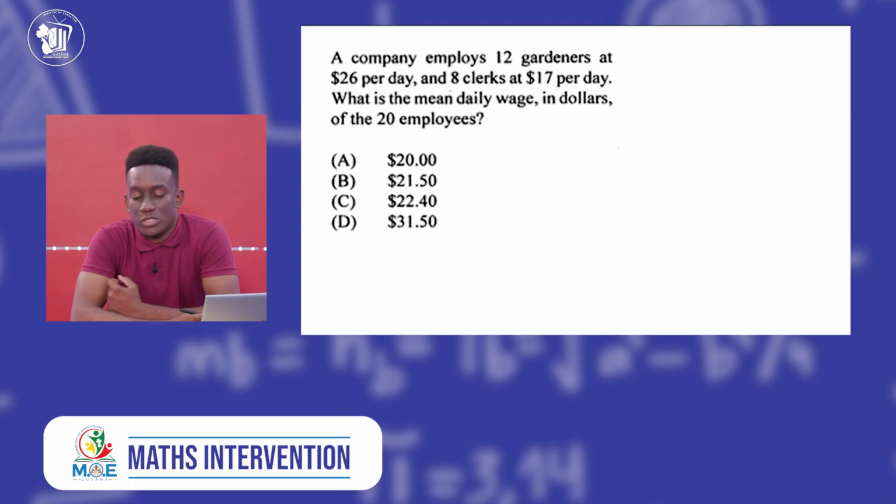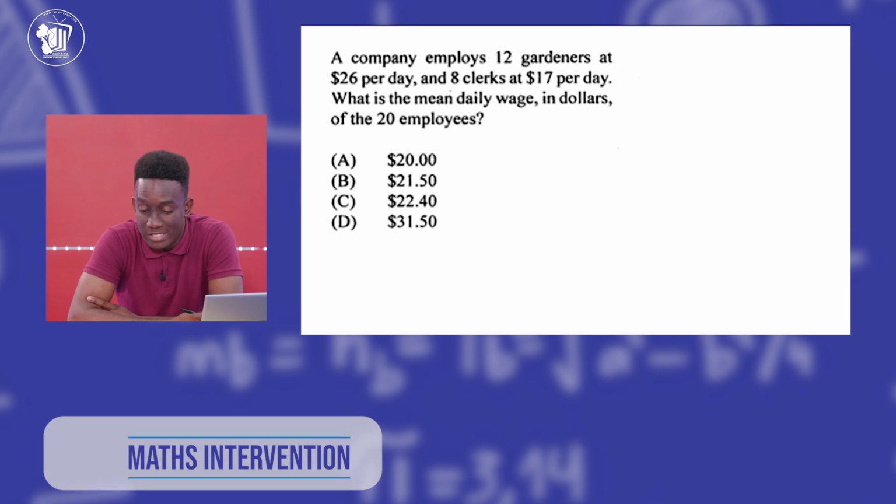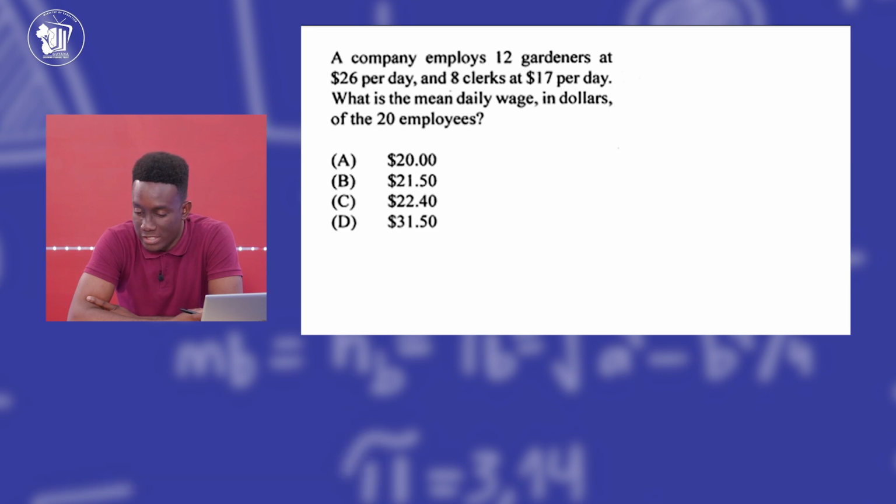In this video I will be tackling some multiple choice type questions on consumer arithmetic. So let's head straight into the first question. This question says, a company employs 12 gardeners at $26 per day and 8 clerks at $17 per day. What is the mean daily wage in dollars of the 20 employees?